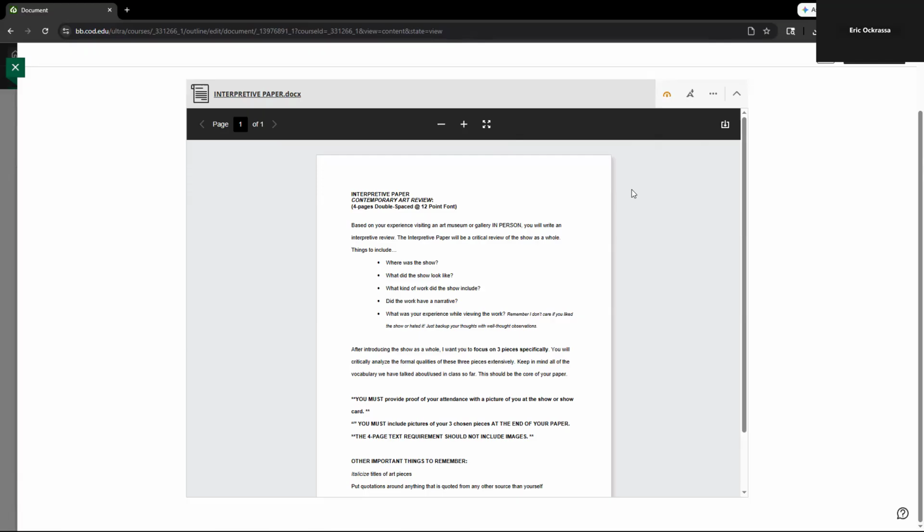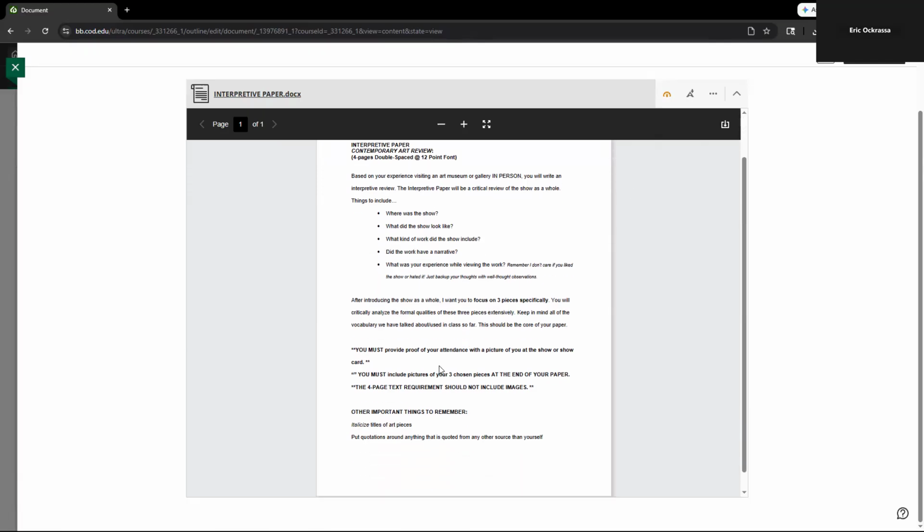After the introduction of the show as a whole, I want you to focus on 3 specific pieces. You will critically analyze the formal qualities of these 3 pieces fairly extensively, about a page per image. Keep in mind all of the vocabulary that we've talked about and used throughout the class. This should be the core of the paper, talking about those 3 pieces.